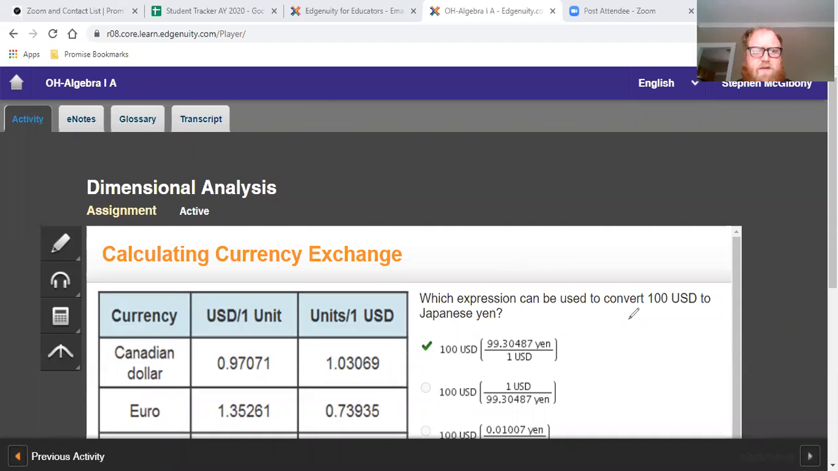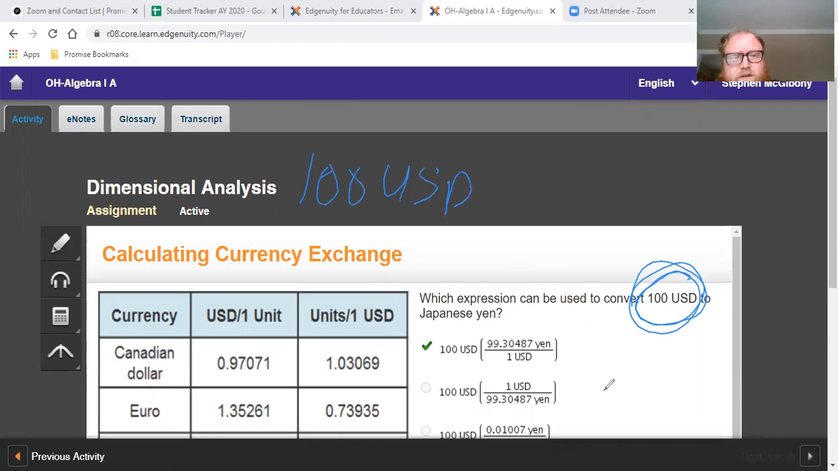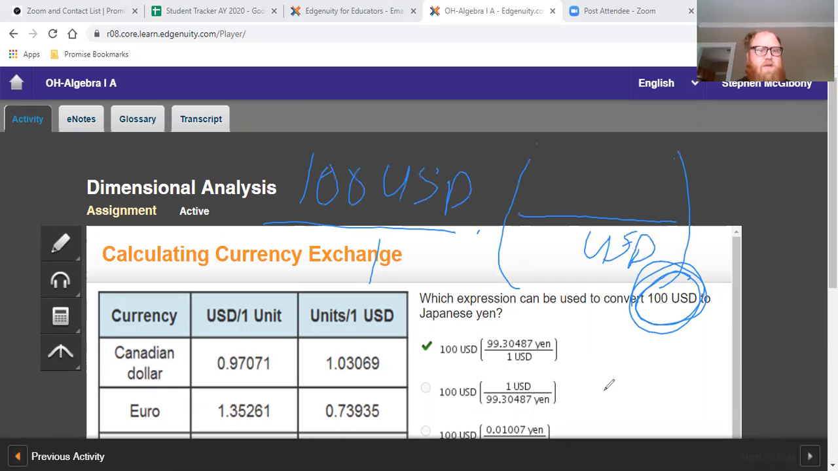All right, now we need to convert currency. So we have 100 US dollars that we're trying to convert into yen. So $100 US dollars. Now, if dollars are on top, you can put that over 1. So dollars are on top in the numerator. We need US dollars on the bottom in the denominator. So we need to look at the conversion factor that has yen over 1 US dollar.